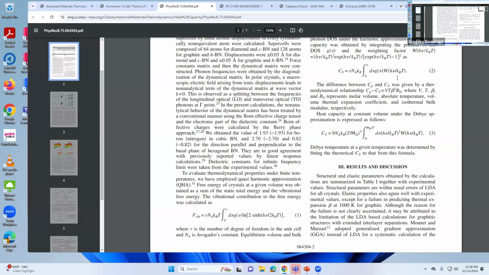Then he has a Debye equation. He fits the CV that he got to that with one parameter. The one fitting parameter here is theta D, the Debye temperature. So that's how he gets the Debye temperature.